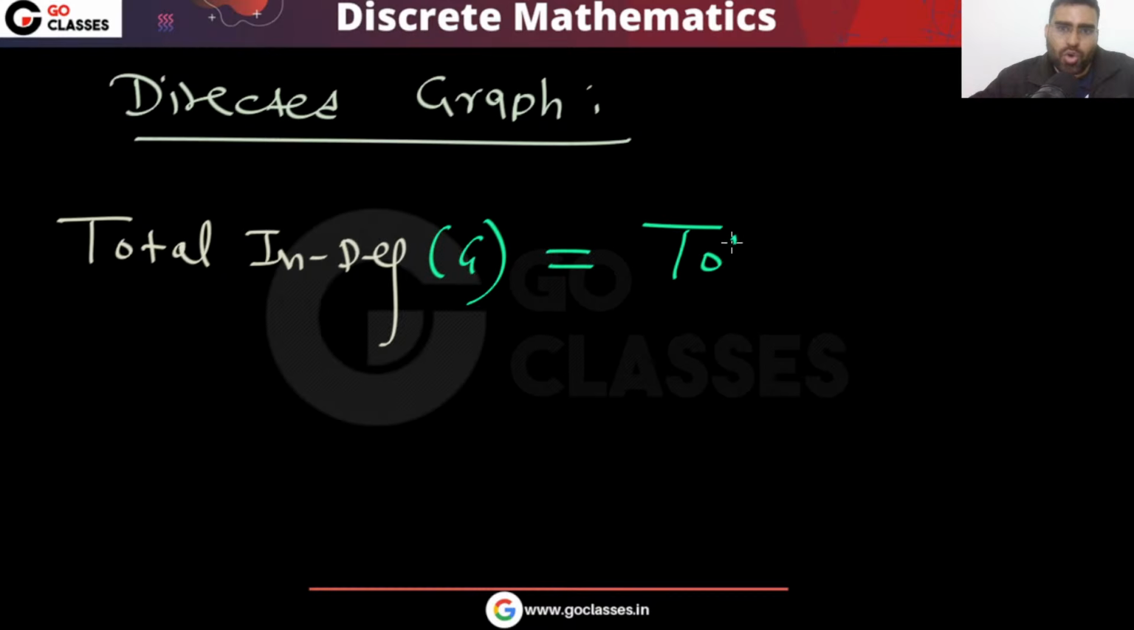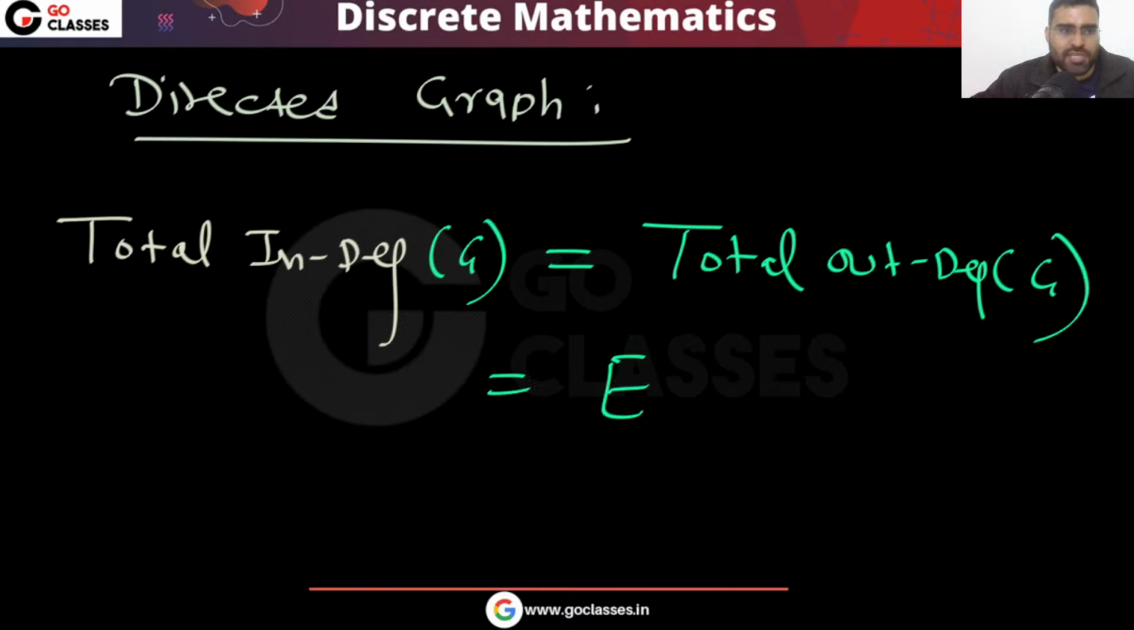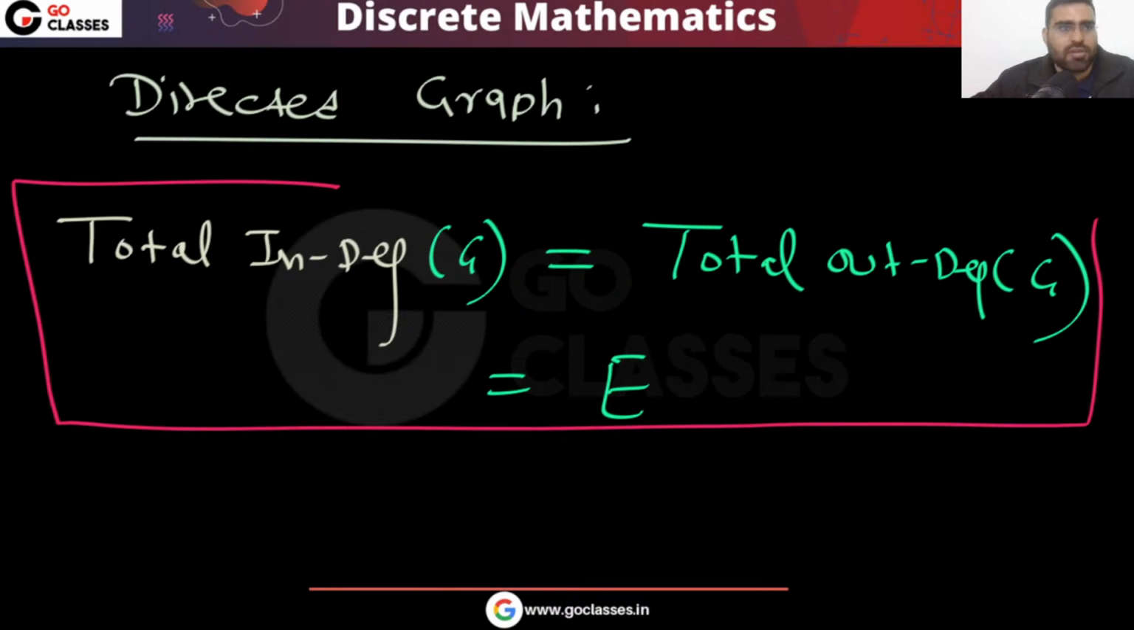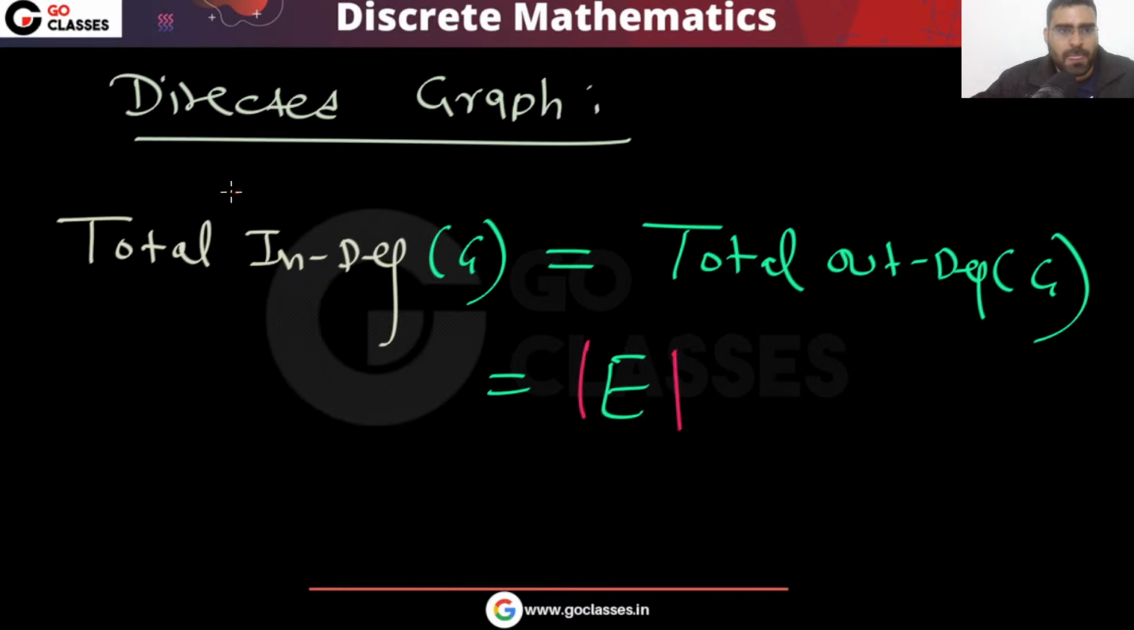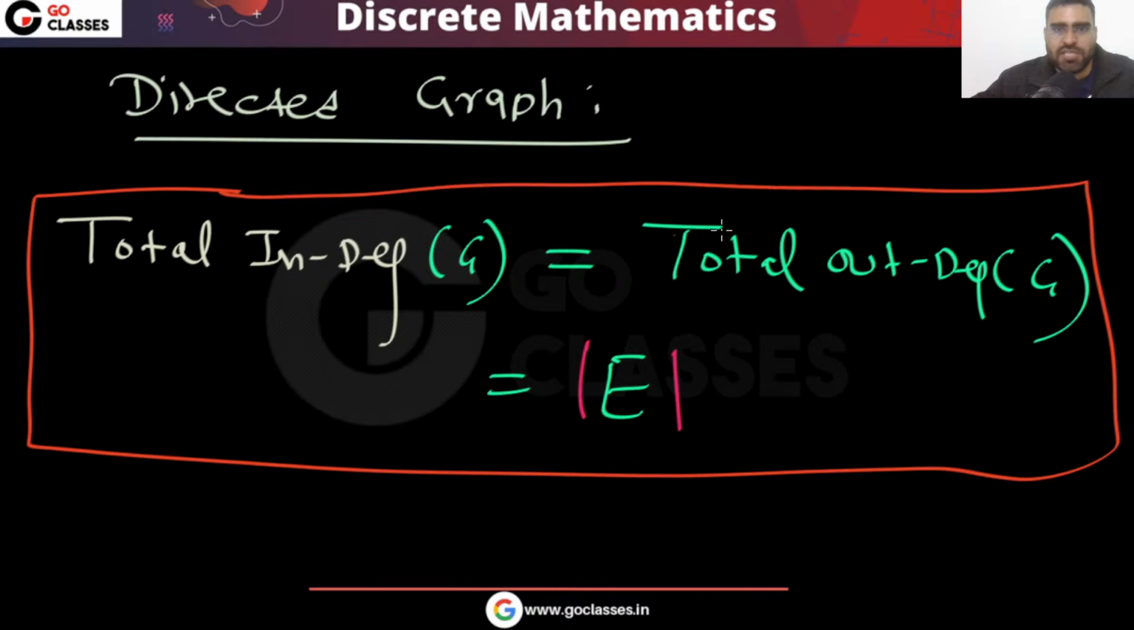So finally, let me tell you what I'm saying. I'm saying that if you have a directed graph, then this will happen. In a directed graph, what will happen? Total in degree of G will be equal to total out degree of G, which will be equal to the number of edges. Will not be equal to twice the number of edges. That will be equal to number of edges. This is for directed graph.